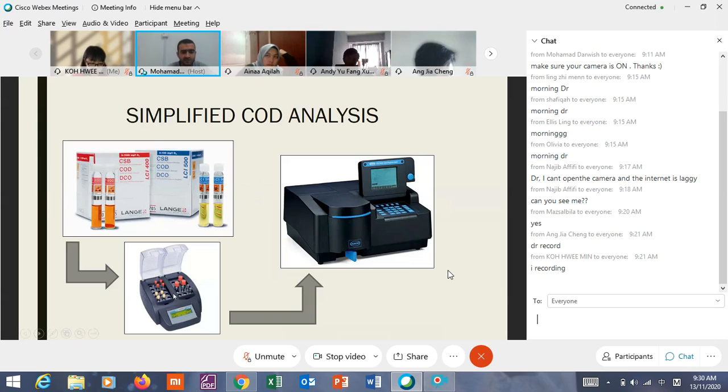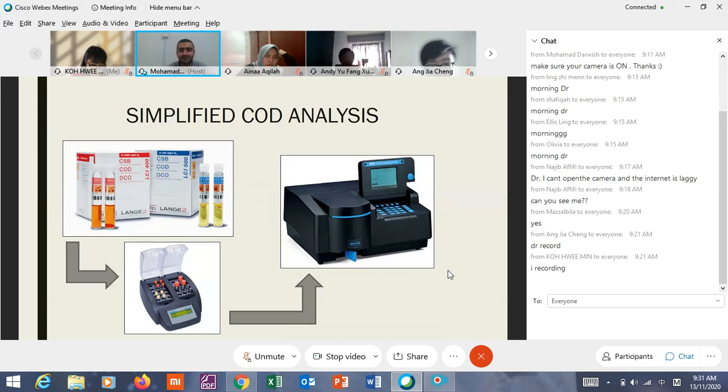And then we heat it for 2 hours. Then we move it out of the heater, this is the heater, and leave it aside to cool down. Then we put it in this equipment, called the DR 5000 or DR 6000, depending on the version. This is a spectrophotometer.